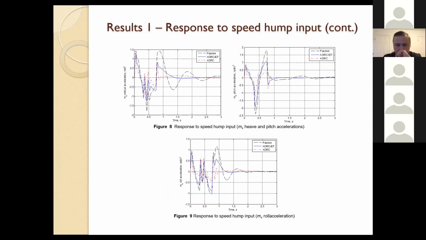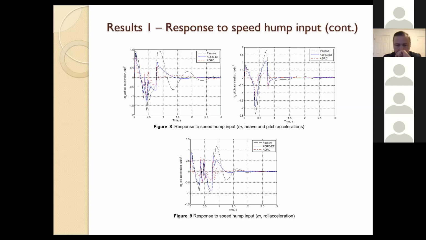This is the response to the speed hump input. We can see the vertical acceleration, the pitch acceleration, and the roll acceleration. All of them are plotted against time to see the transient part, and then how it comes to a stabilized situation. Definitely, as I mentioned before, we are comparing ADRC, ADRC with IDT, and the passive suspension system.